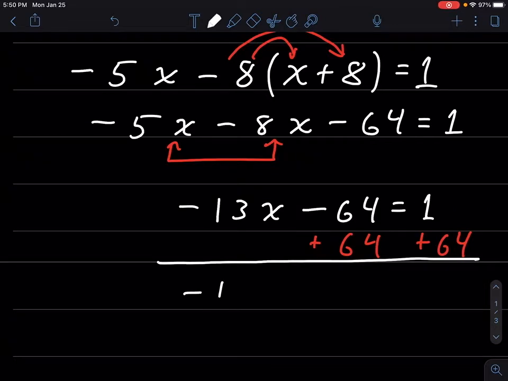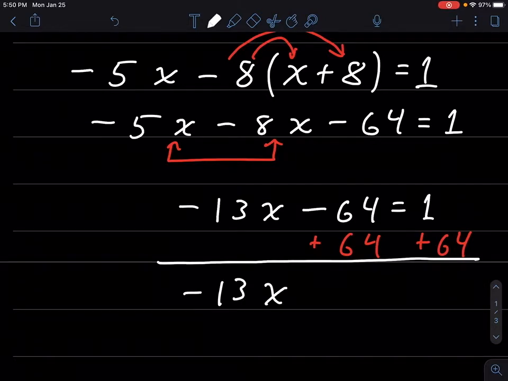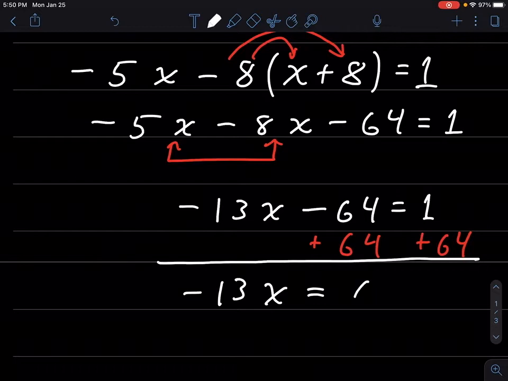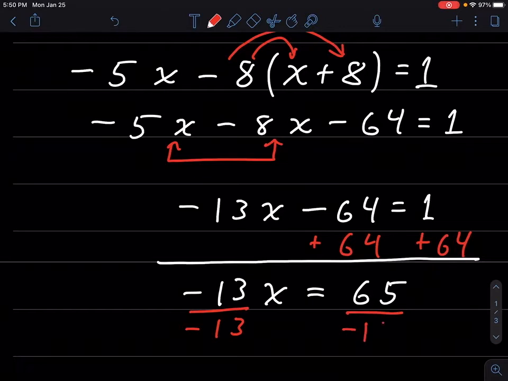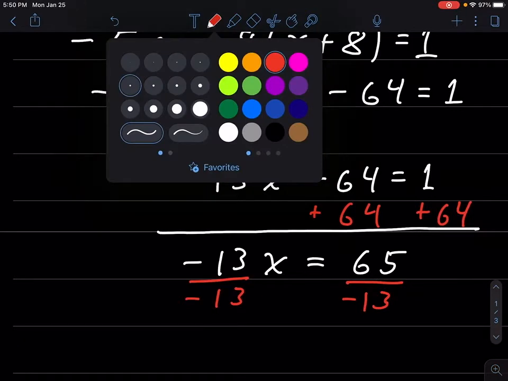And we have negative 13x equals 65. So you may think, well, wait a minute, does 65 divide by 13? Let's think about it. We're going to divide both sides by negative 13. And we know that 5 times 13 is 5 times 3 is 15, carry the 1, 65. So then x will equal 5.